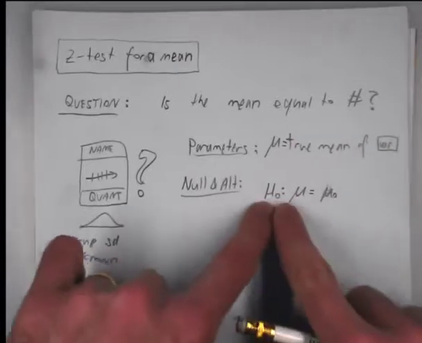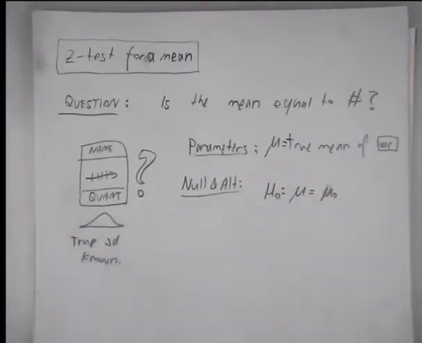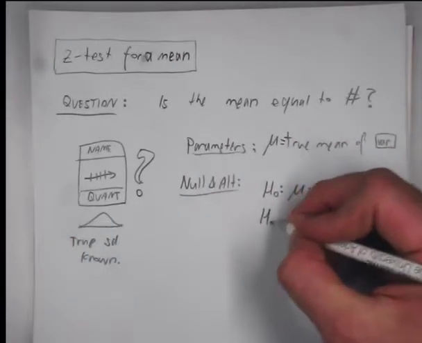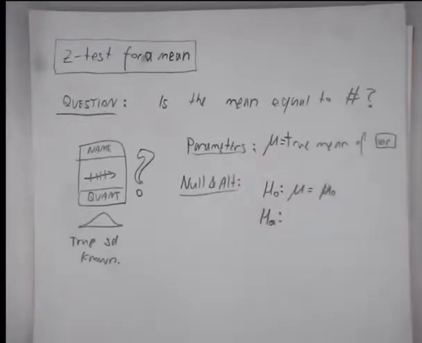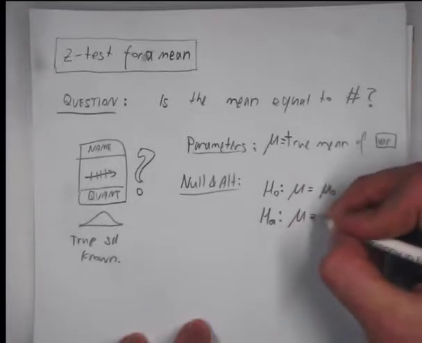Because it's one that goes with H naught. And the alternative, you've got a few options for what the alternative might be. And it would be not equal to, less than, or greater than. Okay? But traditionally you do that one.